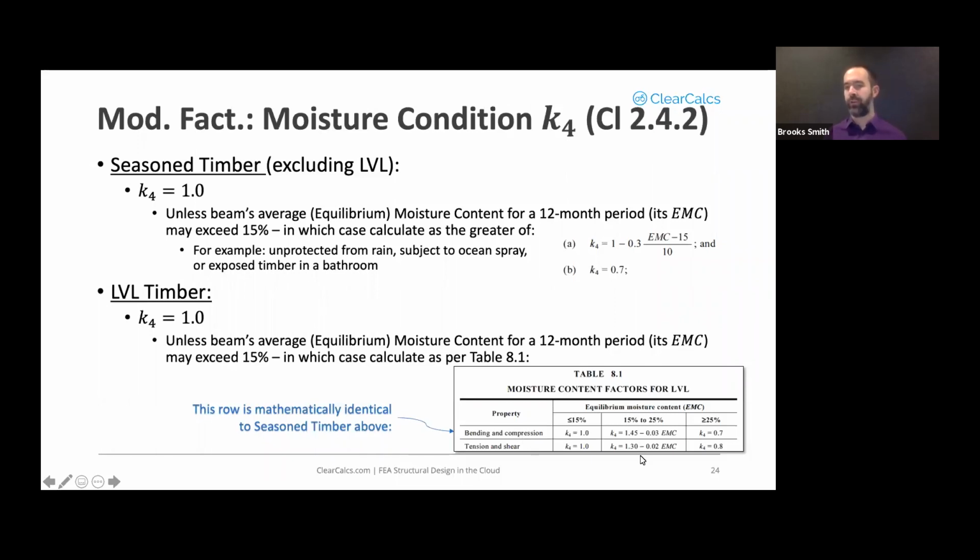If you have tension or shear forces, you do have a different K4 that you make use of for LVLs only.